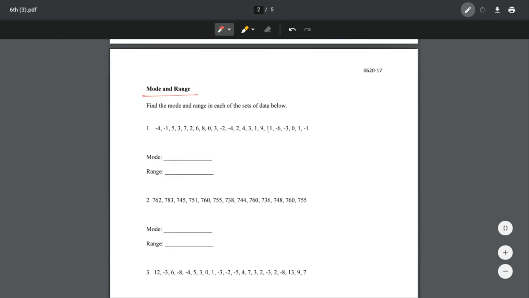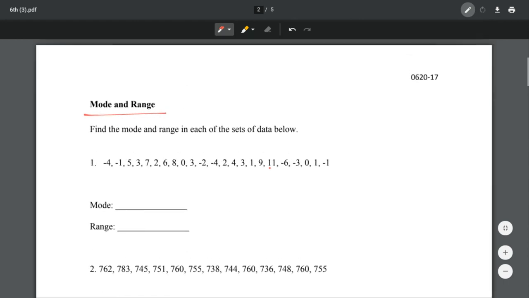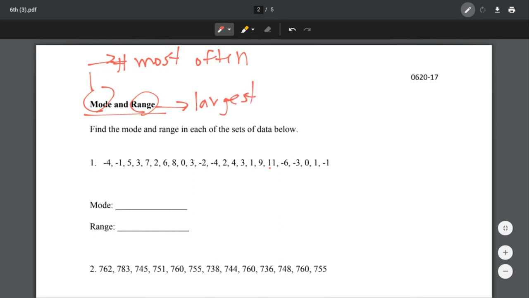So mode and range. Actually, before we get into this, let's review what mode and range are. Mode is a value that occurs most often. Then what's range? Range is the difference between the largest number and the smallest number. So we're subtracting the smallest number from the largest number.